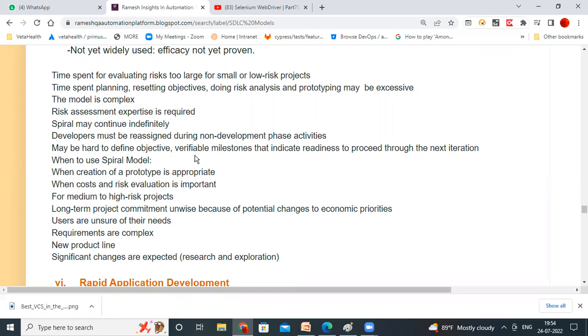But don't worry about this. You can ignore this learning completely also, because nobody uses this model till now.